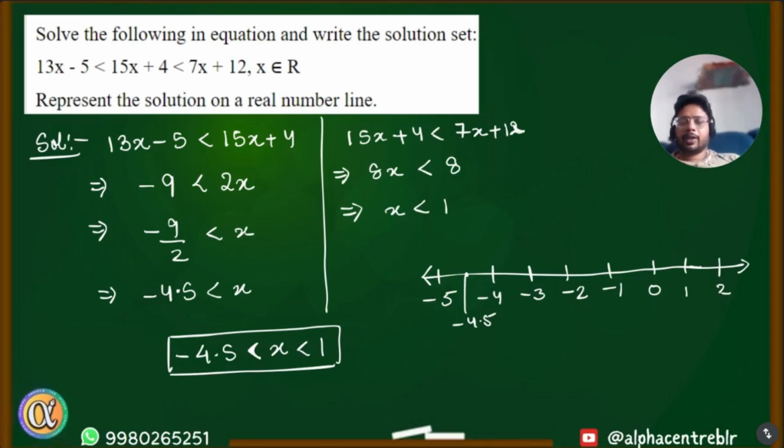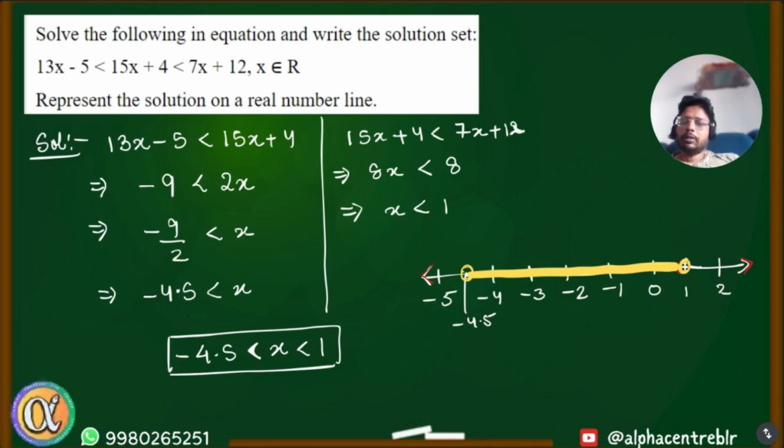Okay. Then how do we represent the numbers? So we shade the region between -4.5 to 1. A hollow circle here, and even a hollow circle at -4.5. Yes, sir. Okay, and then you darken it.